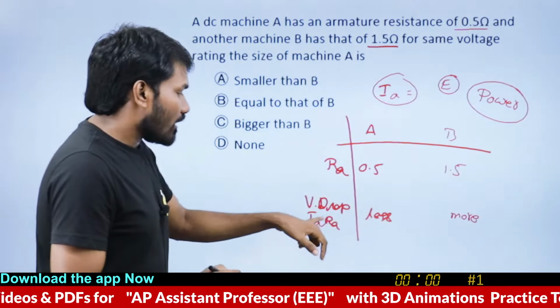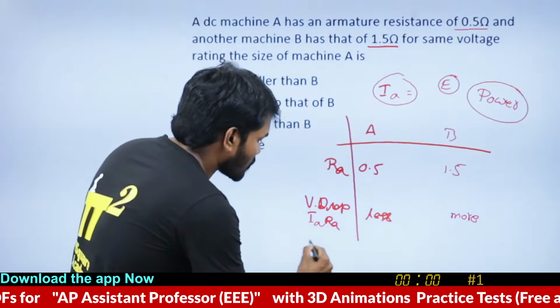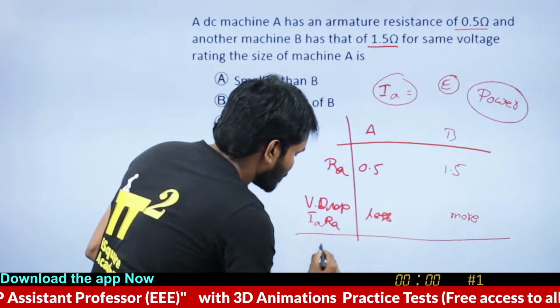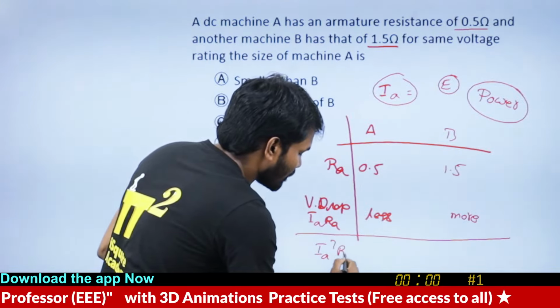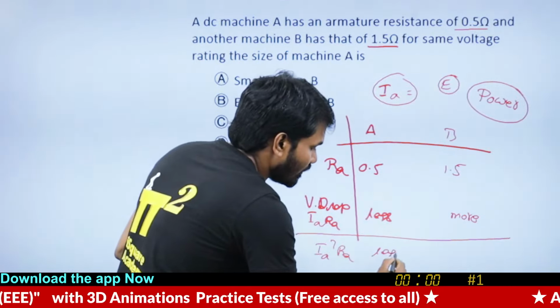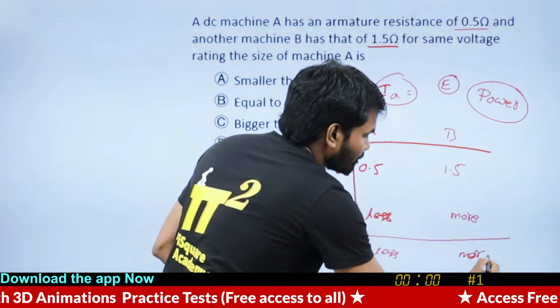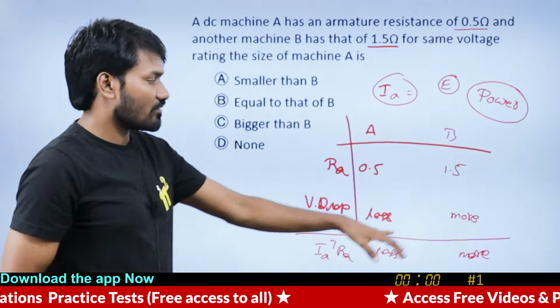So IARA drop is less. So I square armature copper losses are less here, and they are more here.